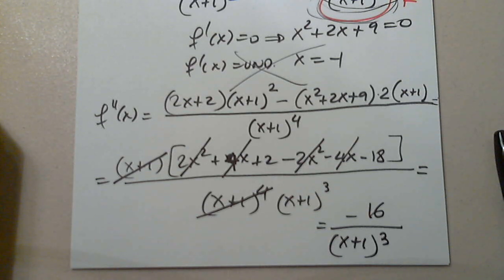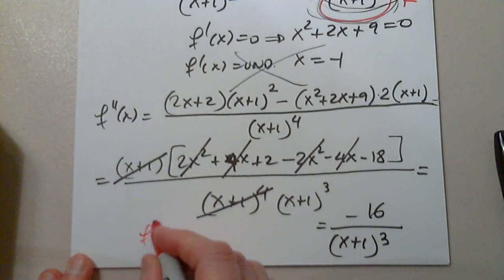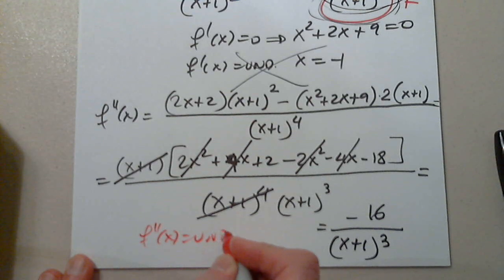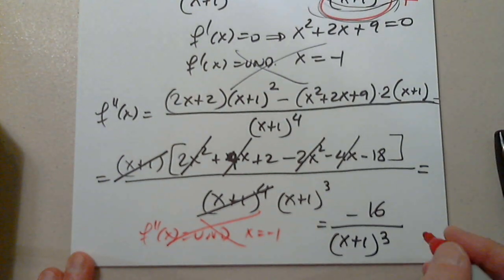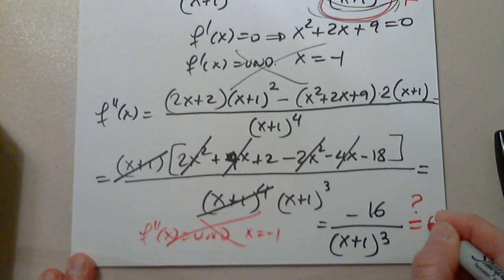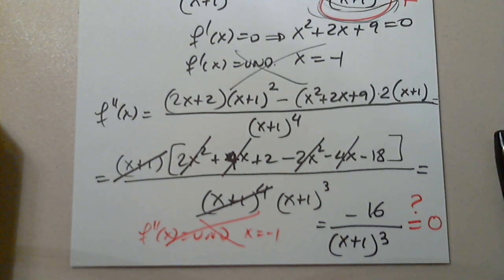Okay, good. So now, where is this undefined? Who cares? The function doesn't exist there. So the second derivative is undefined at x equals negative 1. But so is the function. Can this be ever 0? Because that's the other option. F double prime being 0 or f double prime being undefined.